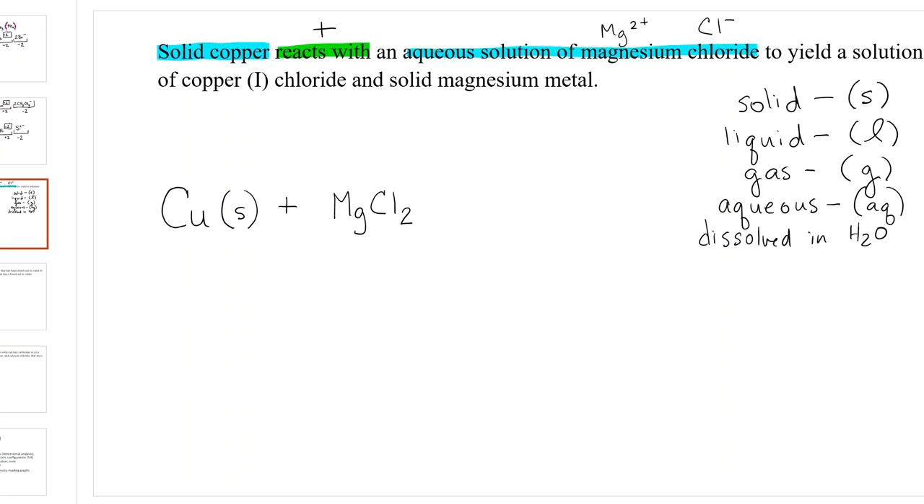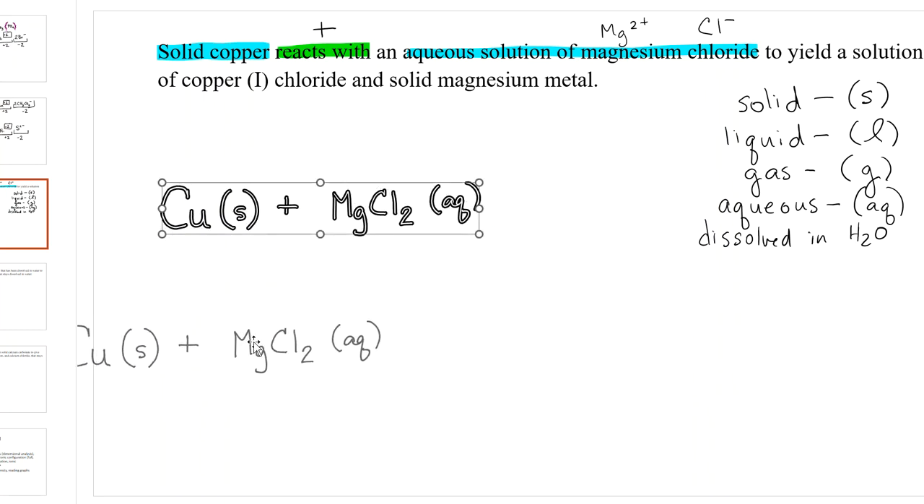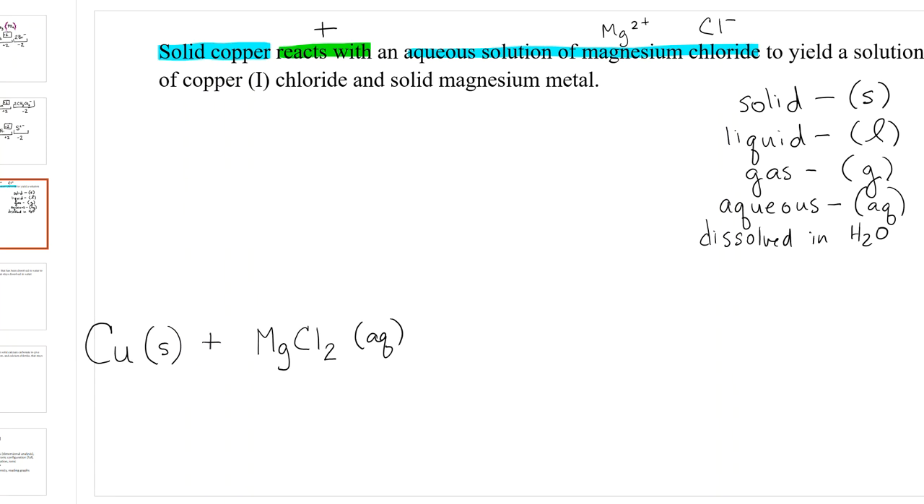So you guys have to be careful when you write the chemical equation from words into symbols. You have to make sure you have the right formulas. If you go through and try to balance something and you don't have the right formulas, it will never balance. So this is aqueous magnesium chloride. So it's MgCl2, and it has that AQ next to it. So that's our reactants. Then we have to yield. That's telling us that we mix those things together and out come our products. So solid copper reacts with magnesium chloride, an aqueous solution, to yield.